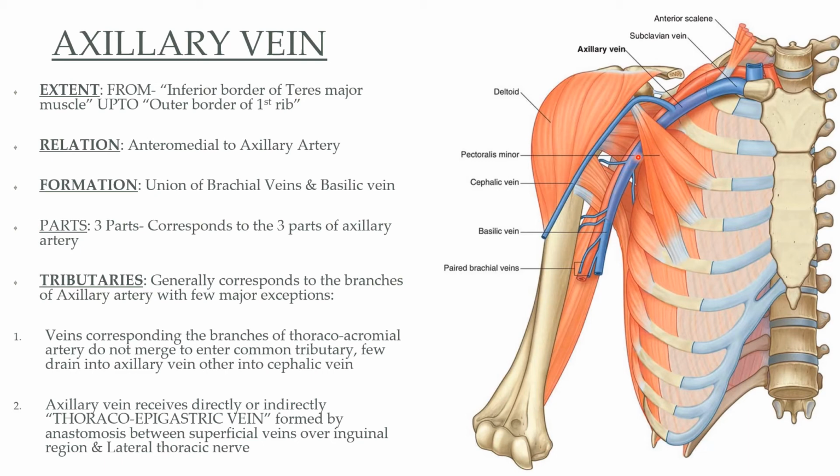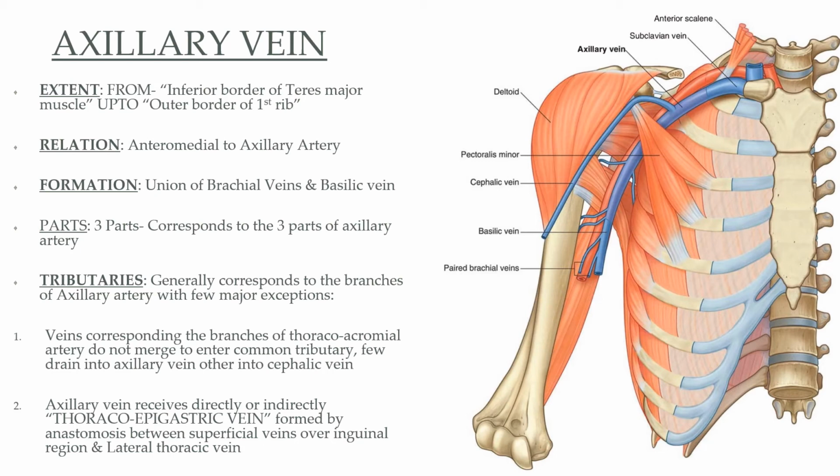Just like the axillary artery, the axillary vein is also divided into three parts by this triangular muscle, which is pectoralis minor. The names of the three parts correspond to those of the axillary artery, which means that the first part of the axillary vein extends from the superior border of pectoralis minor up till the outer border of the first rib. The second part extends in relation to pectoralis minor, either superficial or deep, and the third part extends from the inferior border of teres major till the inferior border of pectoralis minor muscle.